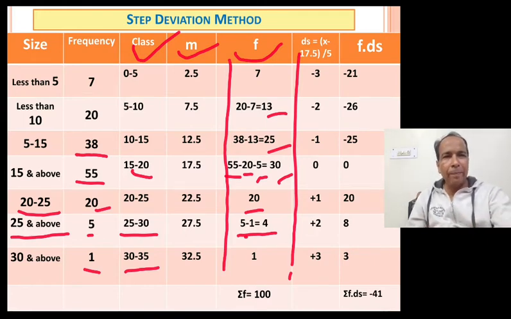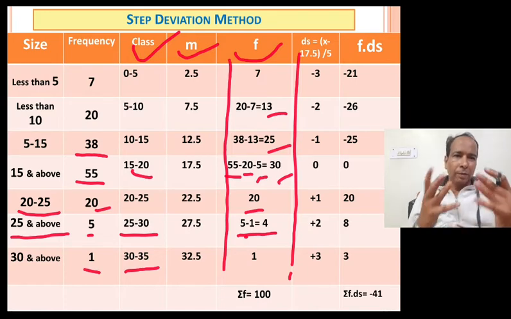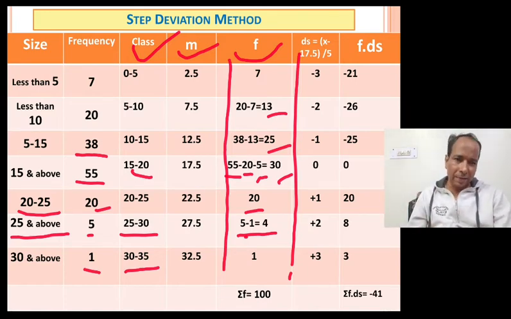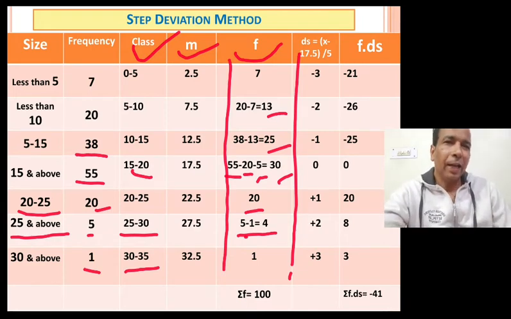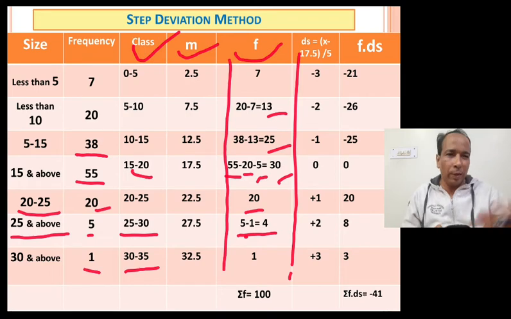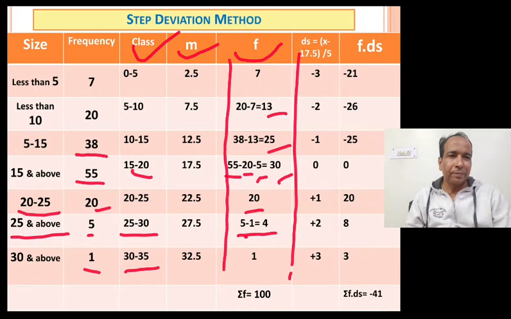So we have m, we have f, we can straight multiply fm. But here, if we use the step deviation method, that is a shortcut method, we can do some more calculations. We can make one more column here, that is step deviation, ds. ds is x minus a upon i, that is 5. That is the difference.